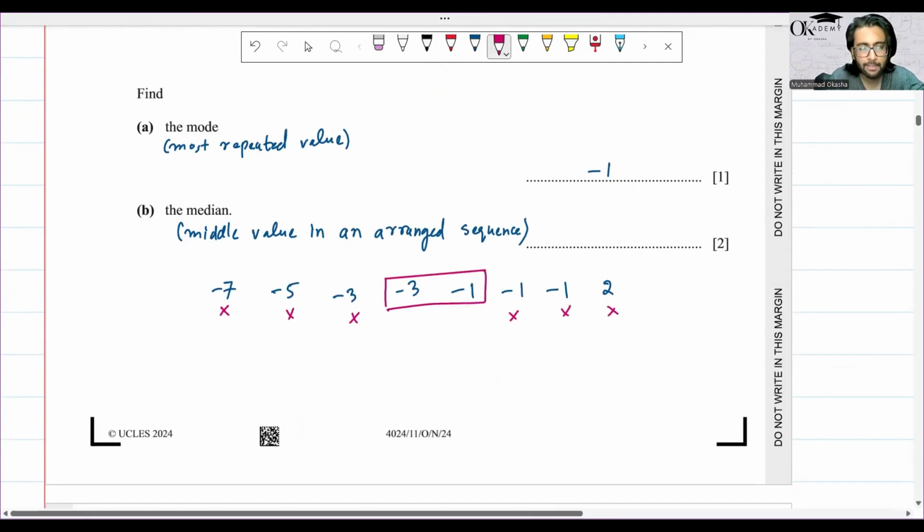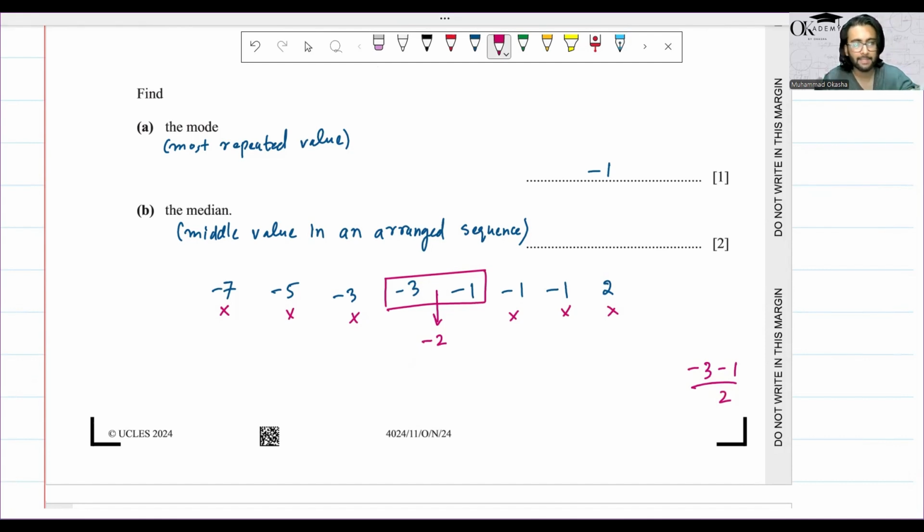So average means you do -3, -1, you divide that by 2. In other words, you can think about it this way: what will be between -3 and -1? It will be -2. Okay, it makes sense, right? Between -3 and -1, we have -2.